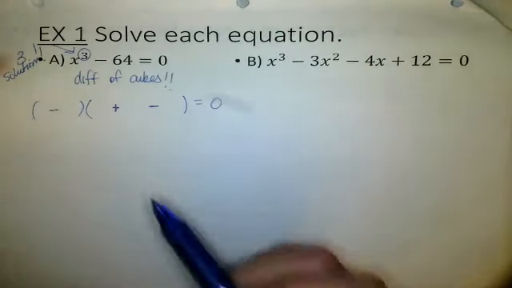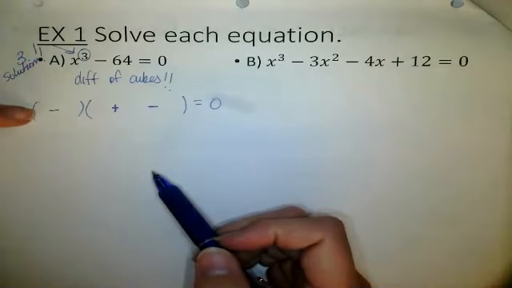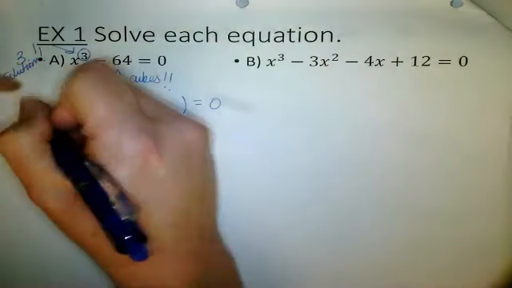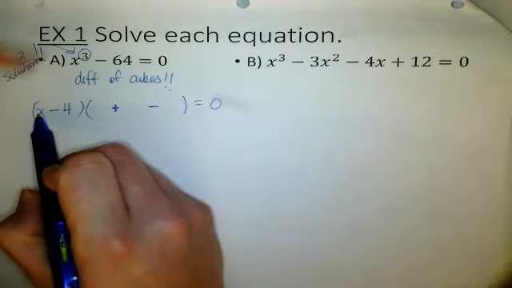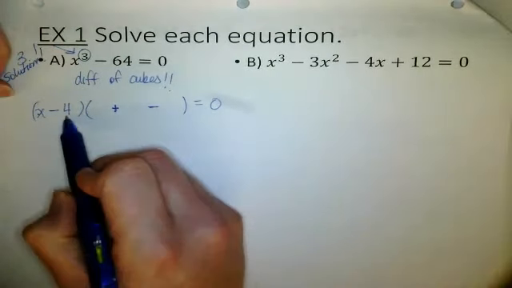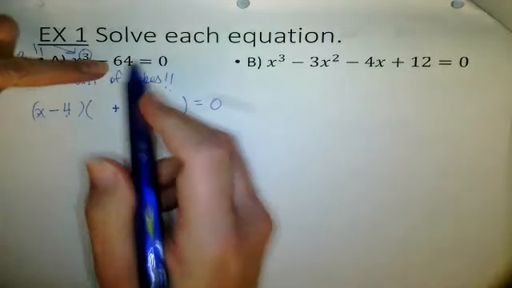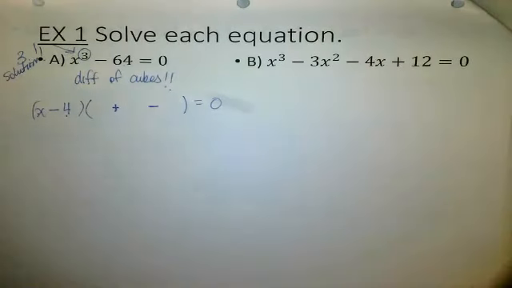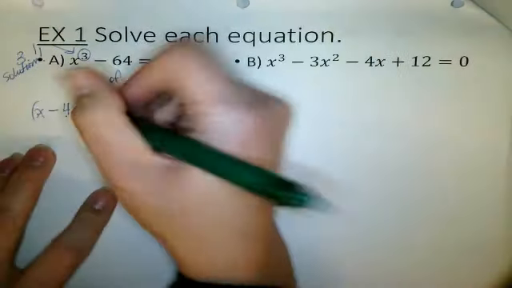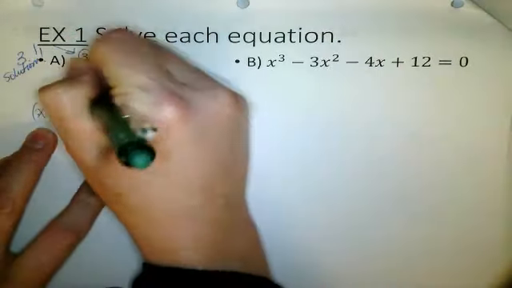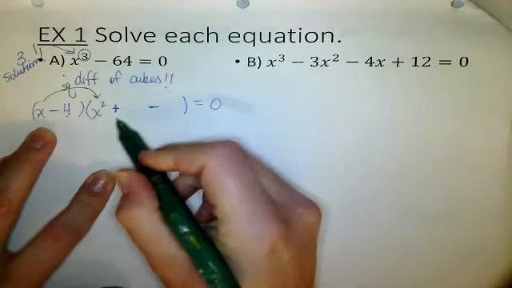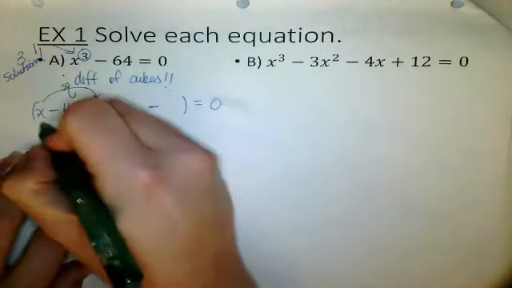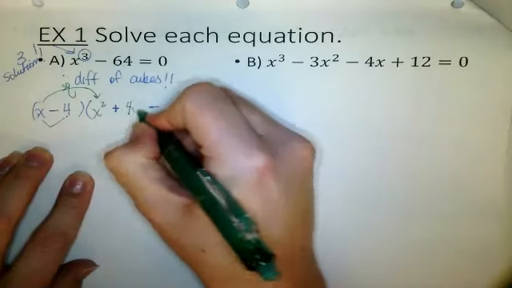Now, what goes in our little binomial here? X and 4, because x times x times x gives me x cubed, and 4 times 4 times 4 gives me the 64. And do you remember the pattern to fill in the other half? Square the first, so x squared. And then multiply in the middle, so that's the 4x.